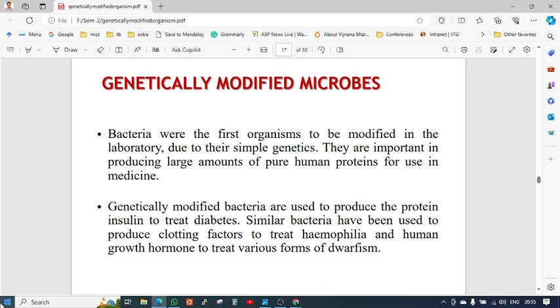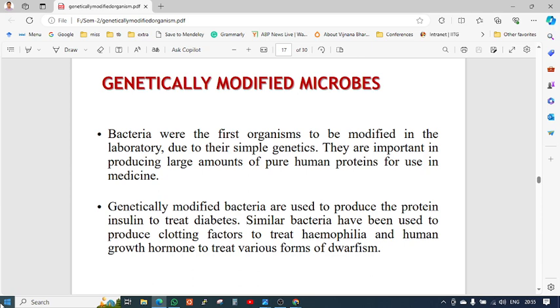Genetically modified bacteria also produce different proteins like insulin to treat diabetes. As I said, insulin is produced by GMO bacteria, and they are also used to produce clotting factors to treat hemophilia and human growth hormone.